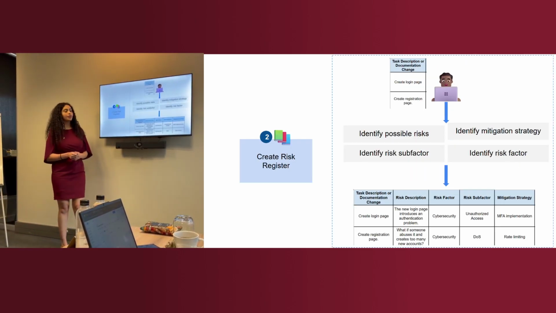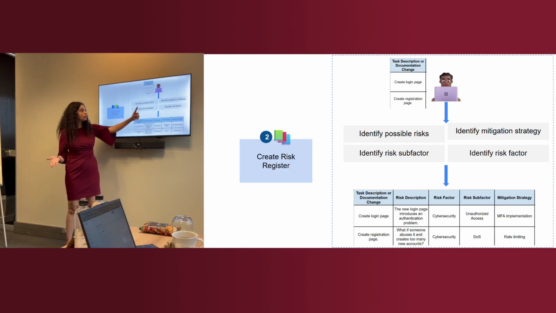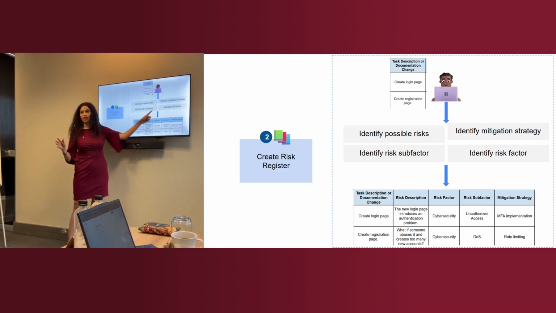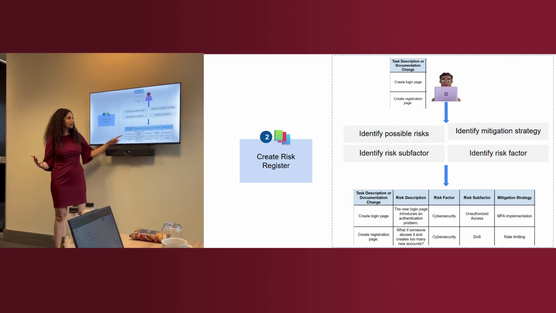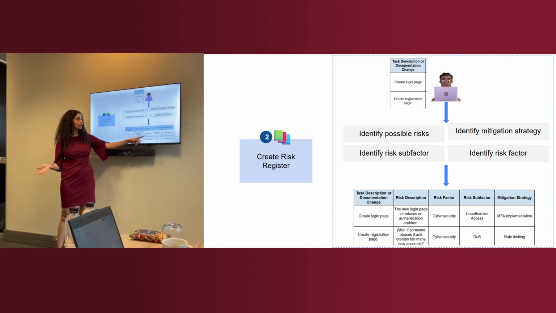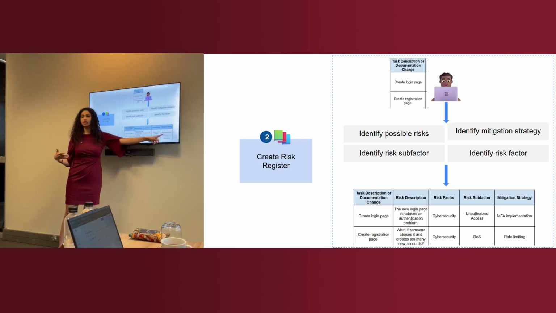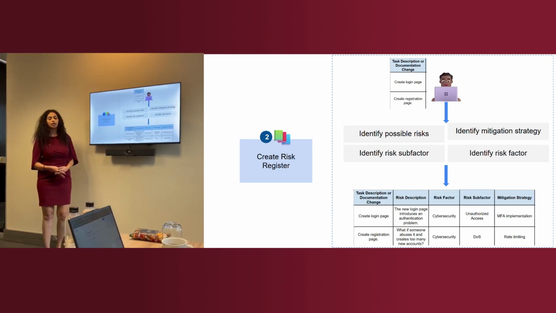So next, a risk expert needs to review these changes that we caught, and we need to identify what are the possible risks for each change, what is the factor and the sub-factor, the categories for the risks, and finally the mitigation strategy, right? So we need to identify those to create our preliminary risk register. For example, for the login page, one of the risks is an authentication problem. It's a cybersecurity risk. You can have unauthorized access. So the mitigation strategy is to have an MFA implementation, right? Multi-factor authentication.